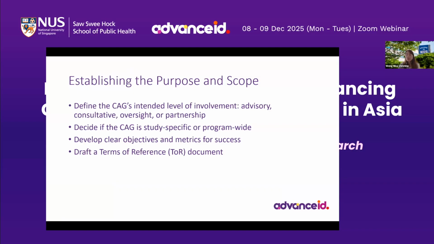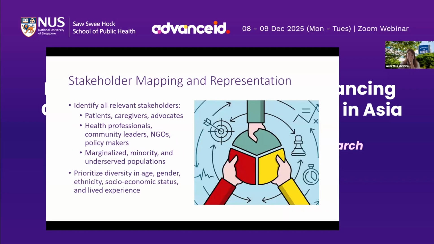The other thing we need to do is develop clear objectives to steer the group, and the terms of reference document has sometimes been used to set the foundation for roles and responsibilities of each of the community advisory group members. How often do they meet, the scope, and also ensuring that everyone has clear expectations.